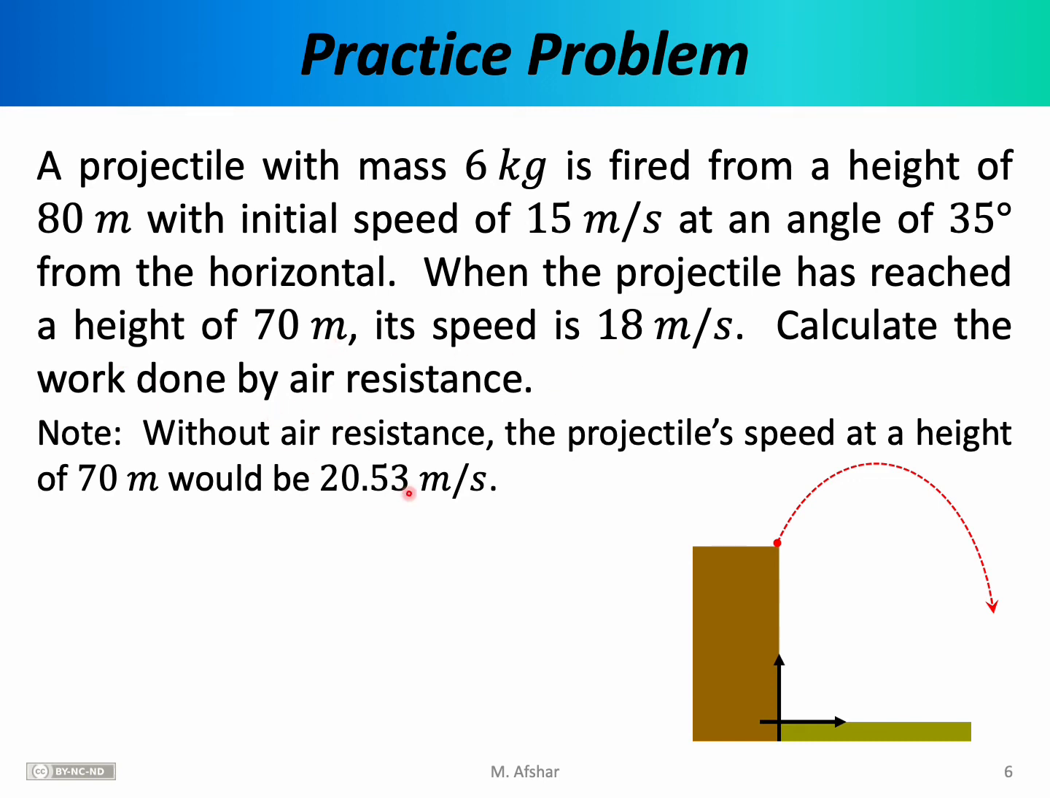Just for your information, without air resistance, the projectile's speed at a height of 70 meters would have been 20.53 meters per second. Don't worry about how I did this calculation. My intent here is just to show you that air resistance is having a significant effect. It's clearly slowing down the projectile quite a bit, from roughly 20.5 meters per second to roughly 18 meters per second. But of course, we want to make all of this precise. We want to know exactly what the work is that air resistance performs on this projectile.